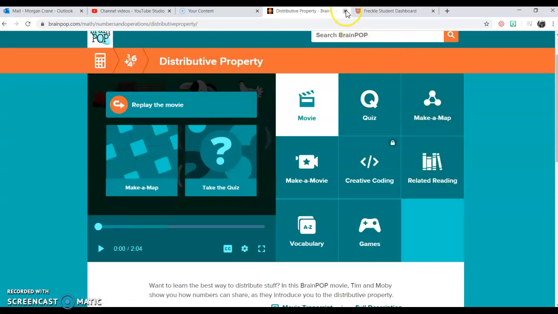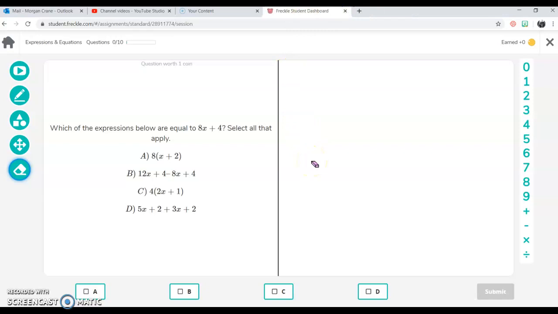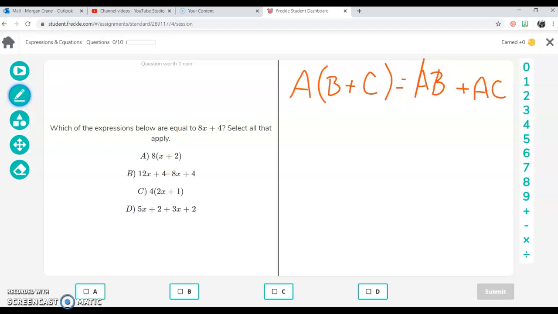Alright, so thanks to our friends at Brain Pop for that. So, to explain the last part that he talked about, he said A times B plus C equals AB plus AC. So, all he's saying is that you can take A times B, which would be AB, and then A times C, which would be AC, and all you do is bring your plus sign down. So that's the same thing. So that's what we're going to do today.